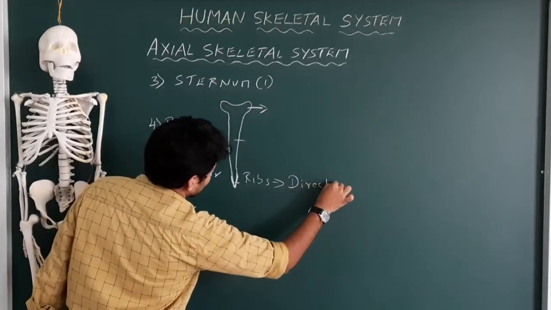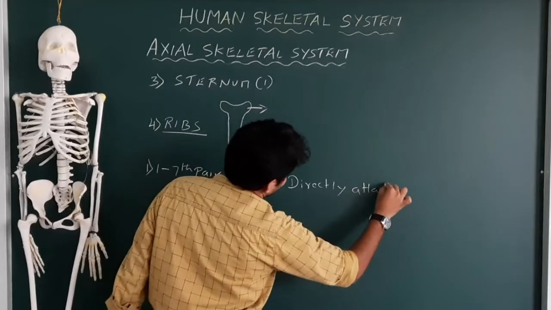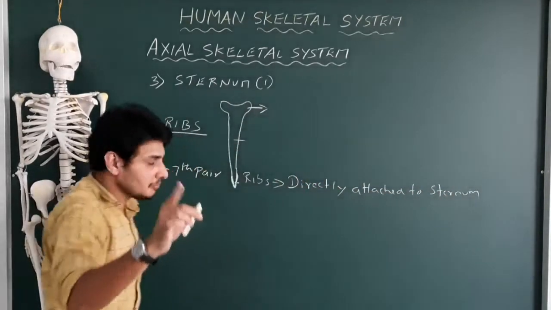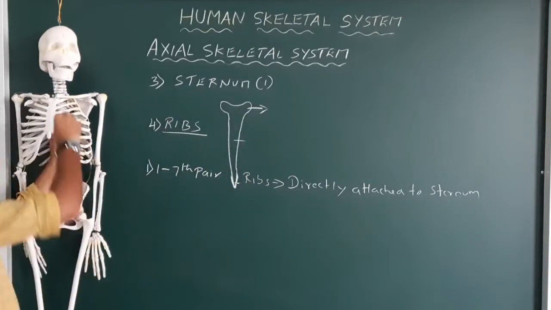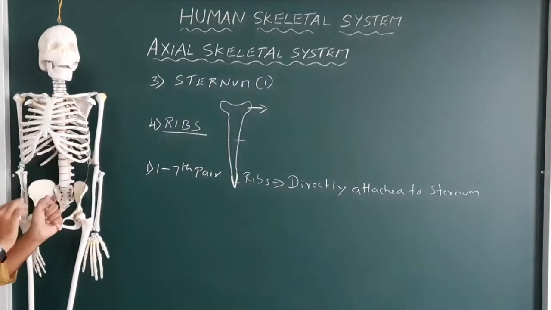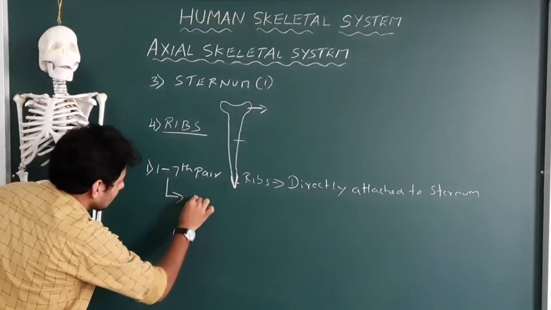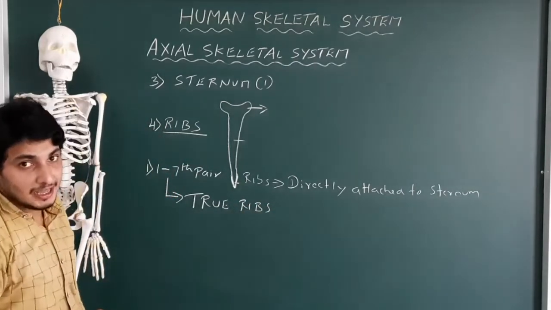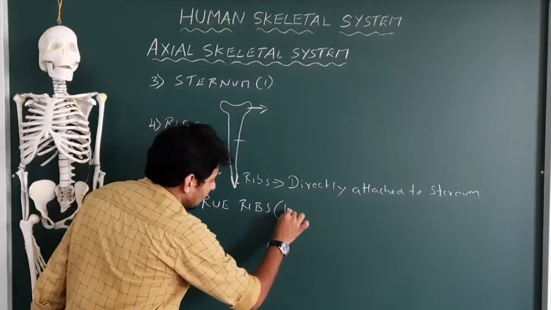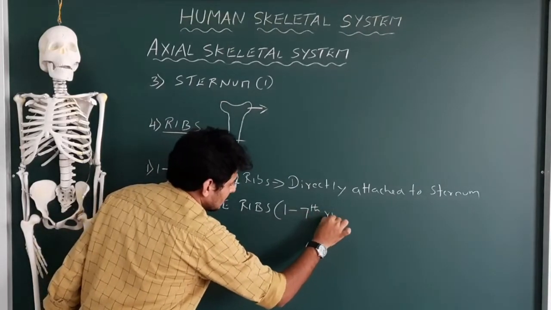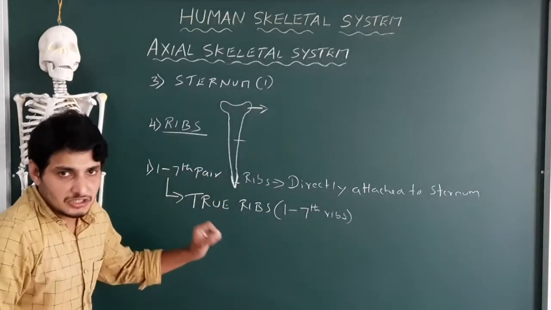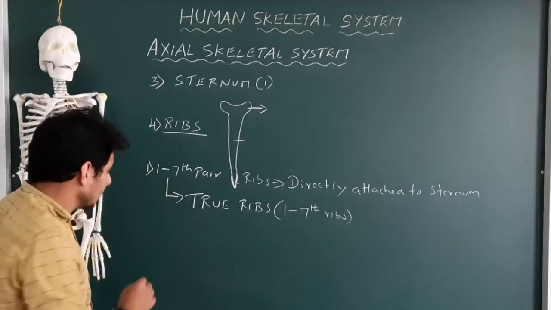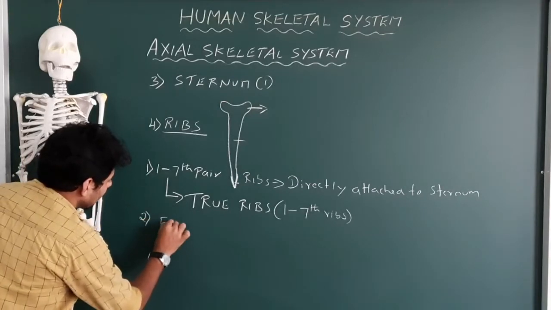Can you see them? They are directly attached to the sternum. From the vertebral column you could see that. They are directly in connection with the sternum, and hence they are called true ribs. Very important: what are true ribs and how many are there? That is the first rib till the 7th rib, in pairs, attached directly to the sternum from the vertebral column, and they are called true ribs.